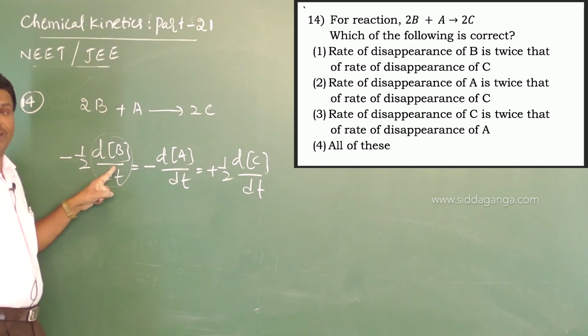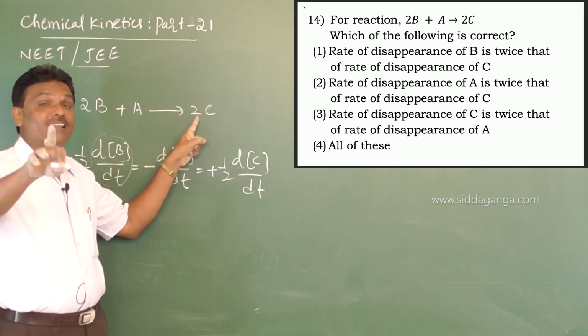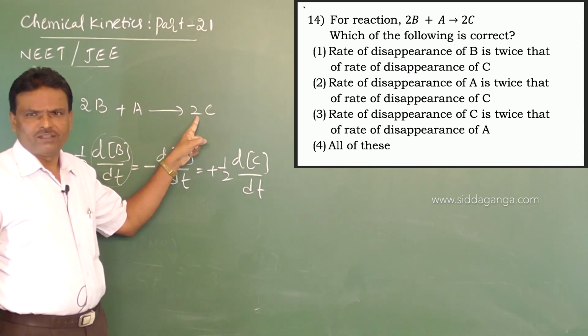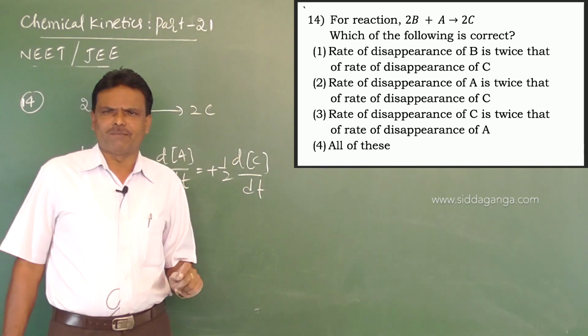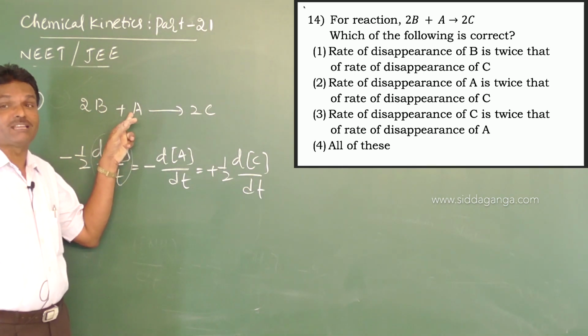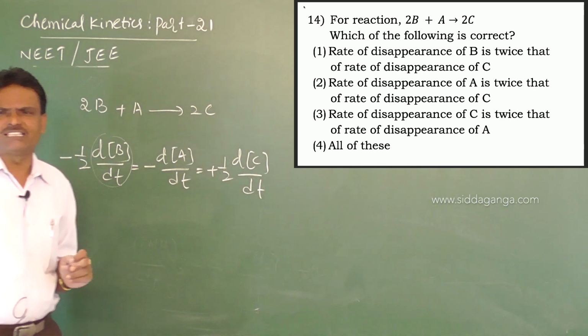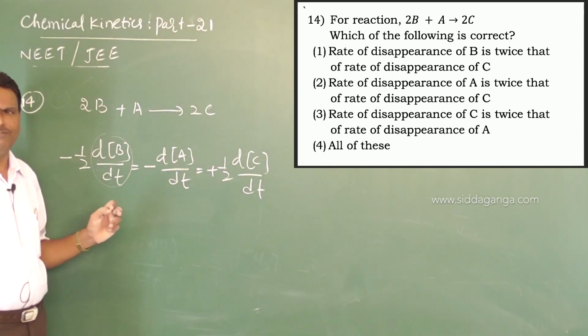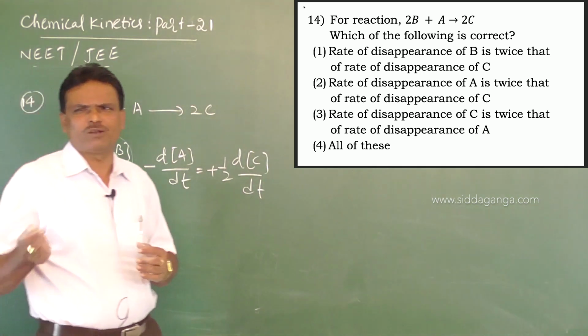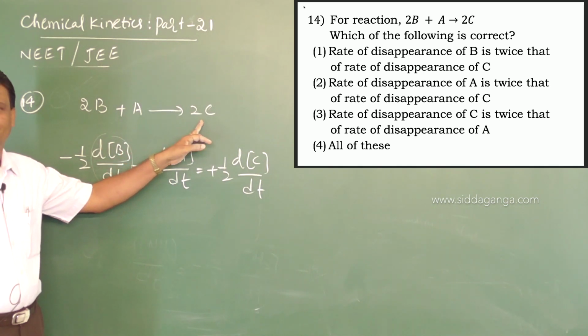is twice that of rate of disappearance of C. So here C is the product, not disappearance, it is appearance of C. First option is wrong. Then second option, rate of disappearance of A is twice that of rate of disappearance of C, not possible. Then third option, rate of disappearance of C, observe this, disappearance is not possible. Rate of disappearance of C is twice that of rate of disappearance of A.